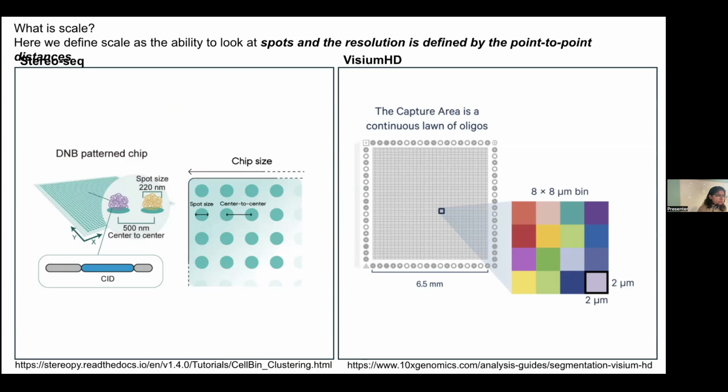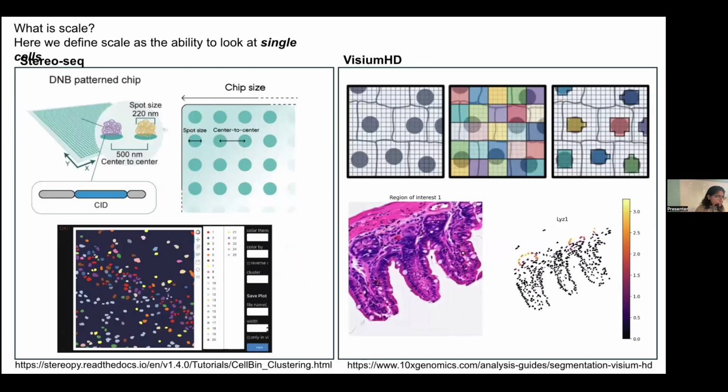And Stereo-seq suffers from the same resolution problem as Visium HD, but Stereo-seq is actually a little easier to classify or to aggregate by the cell area because the spots are small as well. So think about all these things.